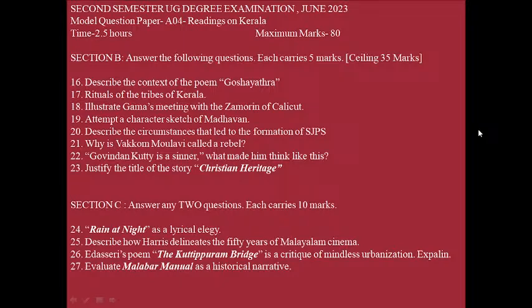Justify the title of the story, Christian Heritage. So the story Christian Heritage by Vaikom Muhammad Basheer is about Vaikom Muhammad Basheer's experience of meeting one of his readers, right? And we know that in this story, Vaikom Muhammad Basheer is visited by a reader called Kochu Tommy. Okay, and he comes there.